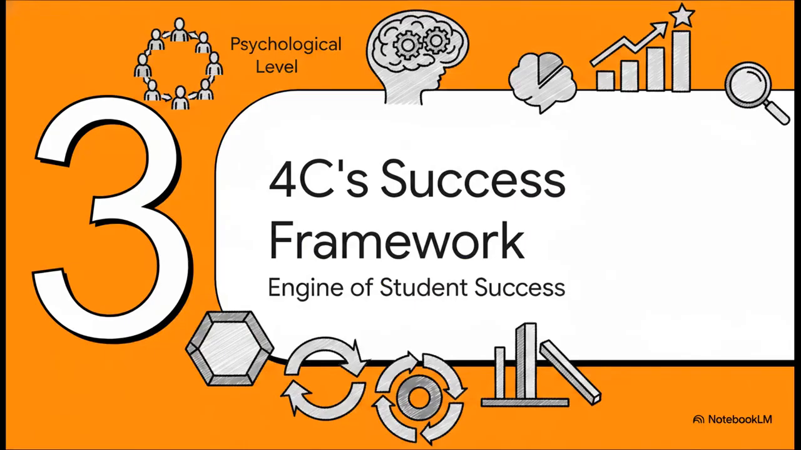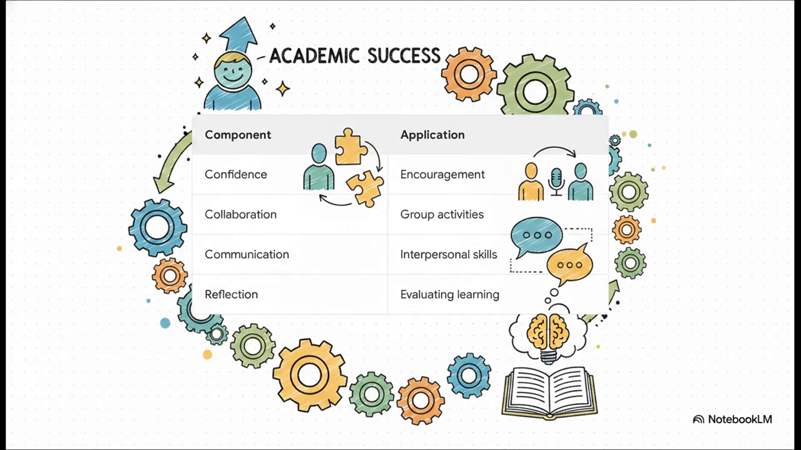Moving right along to Section 3. The 4 C's success framework. This is really the engine of student success. So how exactly do PAL programs operate on a psychological level? Well, it boils down to the 4 C's model. First up, confidence. This is systematically built through active encouragement from the PAL. Next is collaboration, which is fostered really naturally in group activities. Then we have communication, enhancing those essential interpersonal skills for both the mentor and the mentee. And finally, critical reflection, where students learn to actually evaluate their own personal learning processes.